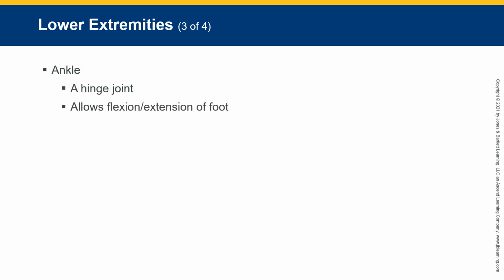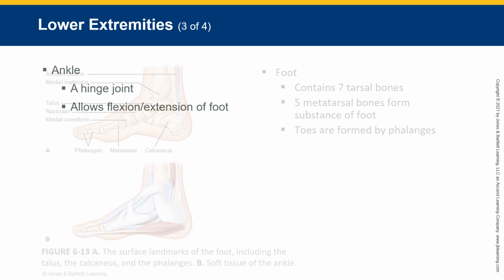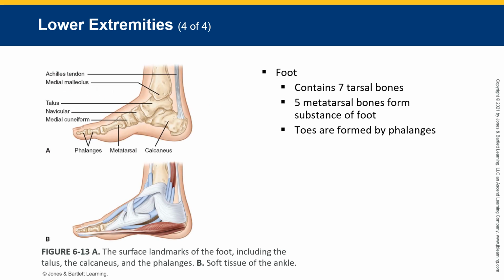Your ankle is another hinge joint. It allows flexion and extension of the foot. The ankle is not meant to go in a big circle. Your foot contains 7 tarsal bones, 5 metatarsal bones that form the substance of the foot, and the toes are formed by phalanges.